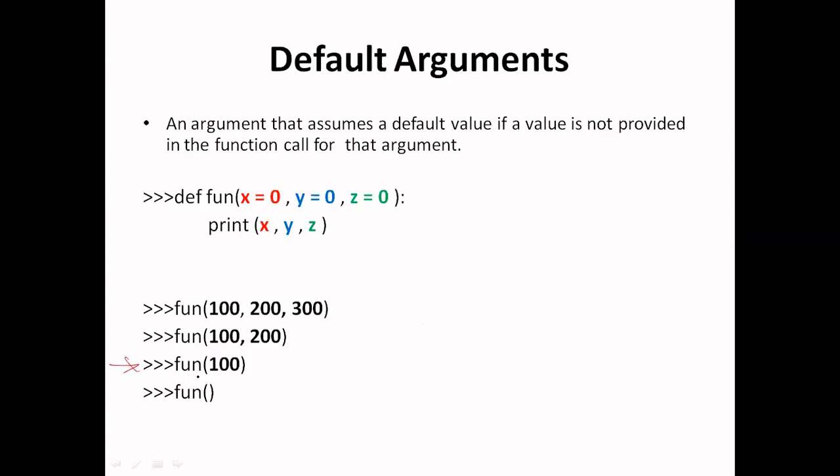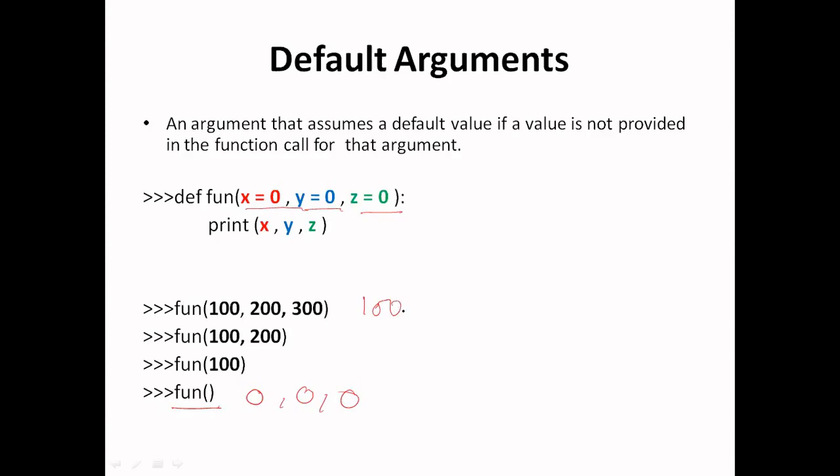And if I call it by passing just a single value, this single value will be passed to variable x, and the rest of the two parameters will take their default values. So the answer in this case will be 100, 0 and 0. And if we call this function by passing zero arguments, all three parameters will take their default values. So in this case the answer will be 0, 0 and 0.